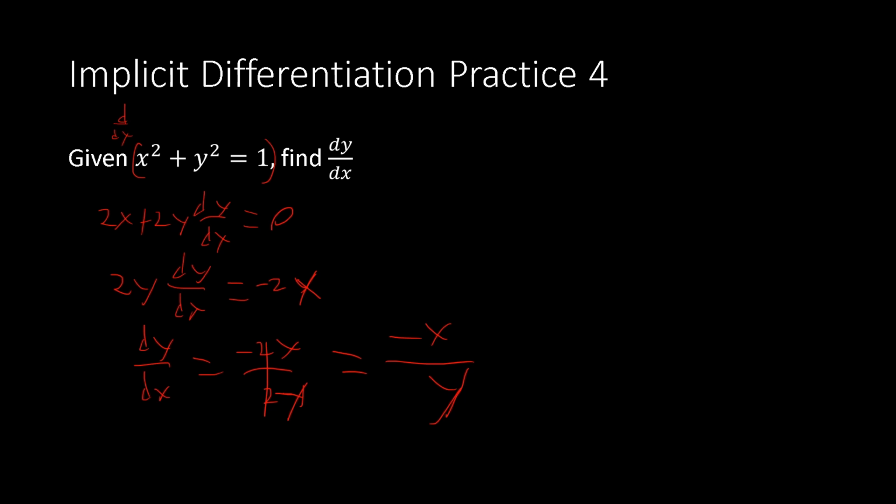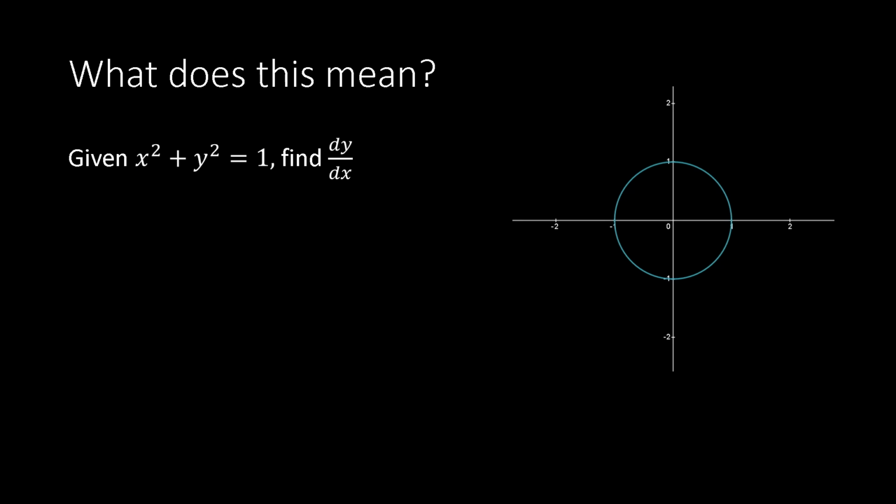Now, for the other examples, it's been a little bit complicated to think about, but I'm going to show you a way that we can understand what dy over dx equals negative x over y even means anyways. So, as we said before, dy over dx equals negative x over y. And here's our equation. So x squared plus y squared equals 1 gives you a graph that looks like this.